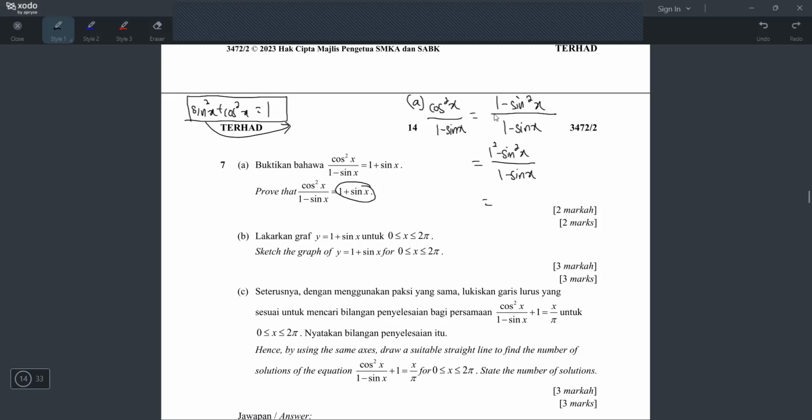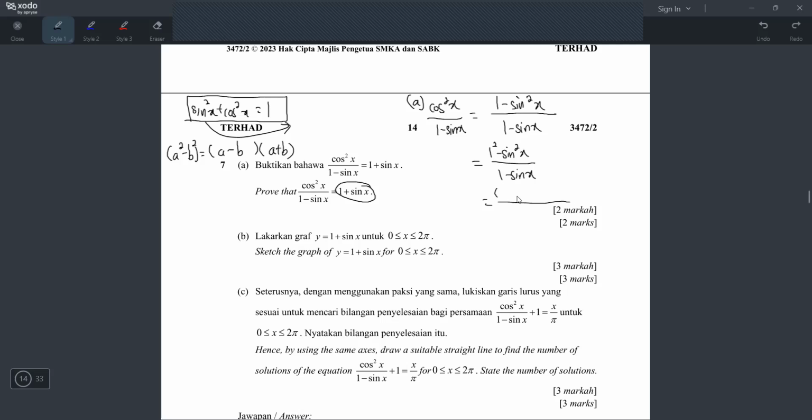Why can we write like this? Because 1 square is still 1, right? Even if we put power 2, it's still 1. That's why we can do that. And we learned before that if we have a square minus b square, we can put this into two brackets and write a minus b, a plus b. So we can do the same here.